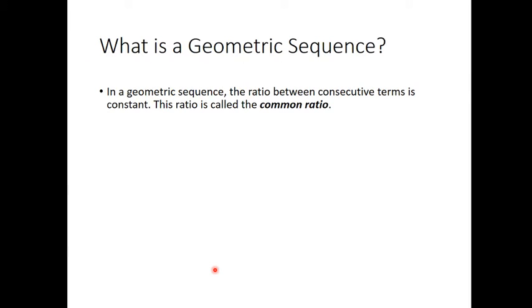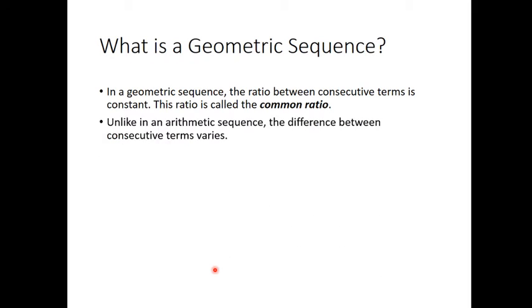Let's talk about geometric sequence. In a geometric sequence, the ratio between consecutive terms is constant. So the ratio is going to be called the common ratio. So usually we look for multiplication to identify the geometric sequences.